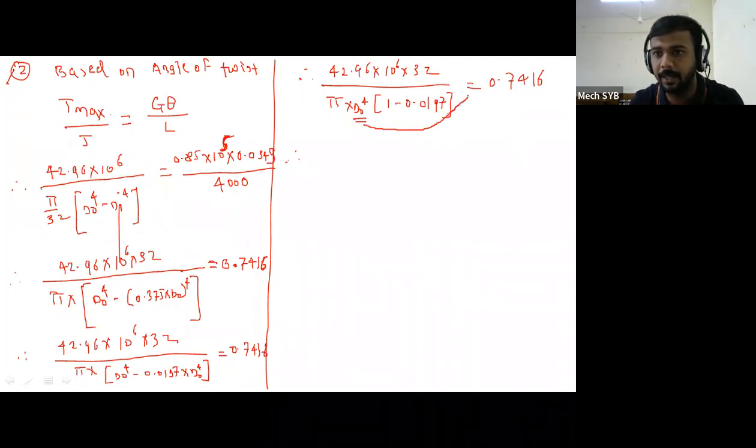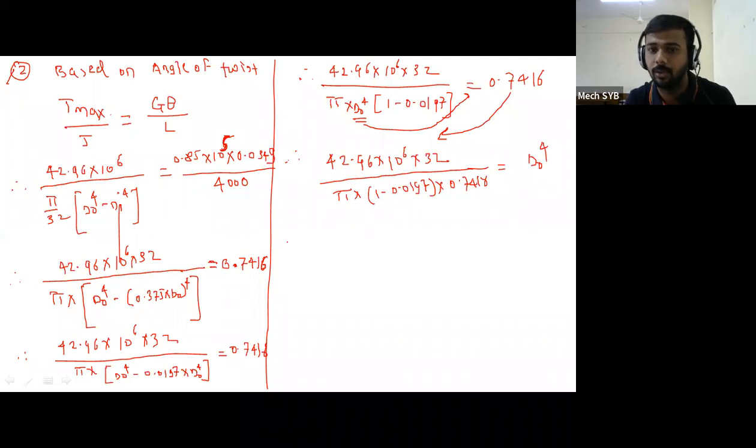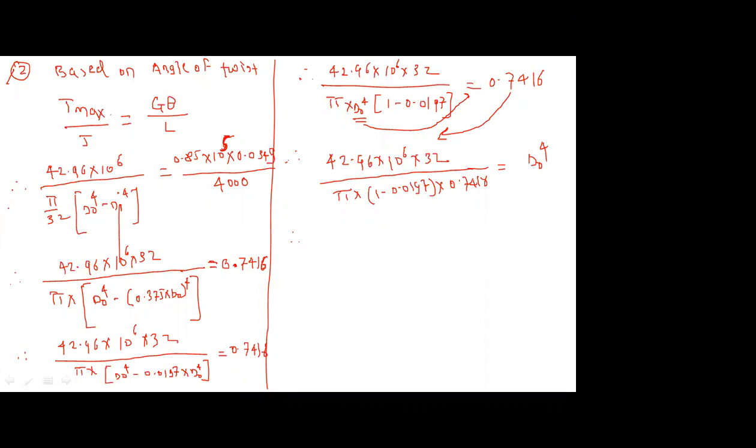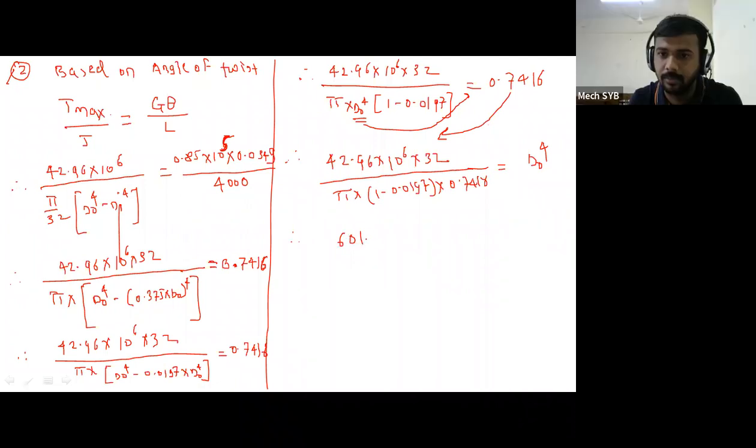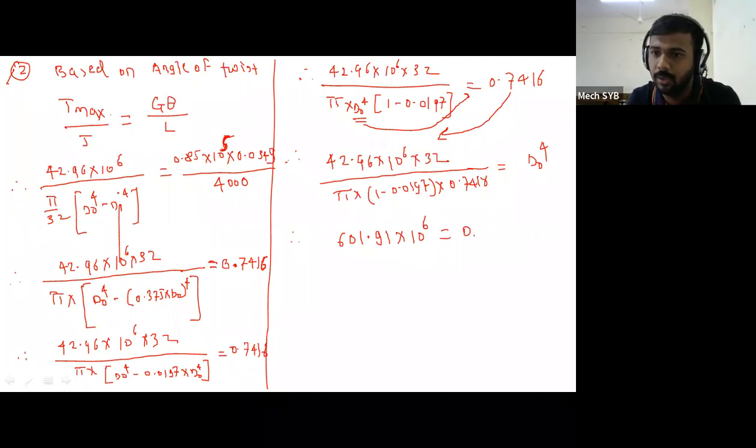Then next, D raised to 4 is present at the left side in the denominator. If I take this whole term to this side it will multiply, and 0.7416, which is on the right side, if I take it to this side, it goes to the divide. So see the term: 42.96 into 10 raised to 6 into 32 divided by pi into bracket 1 minus 0.0197 bracket complete into 0.7416 is equal to D raised to 4. What is this total calculation at the left side? 601.91 into 10 raised to 6 is equal to D raised to 4.